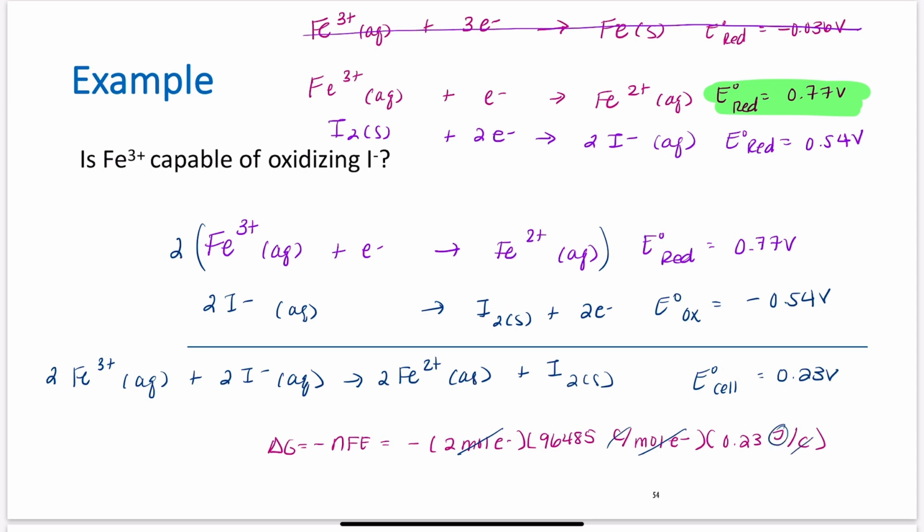And if I take that, let's see, -2 times 96485 times 0.23. My delta G here will be negative 44 kilojoules. It is a negative value, which means that yes, Fe3+ is capable of oxidizing I minus because it's going to oxidize I minus, it's going to form iodine or I2, but the iron is going to be reduced to Fe2+.